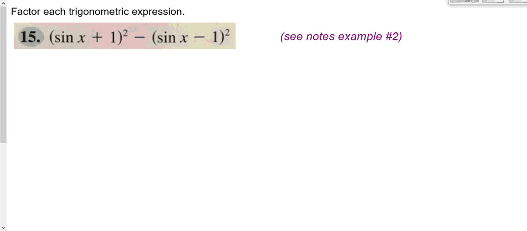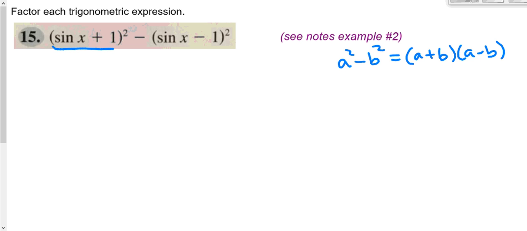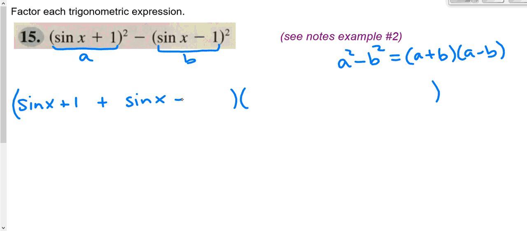Number 15, this problem is like notes example number 2. And so again, even though it looks more complicated, it's just a variation of a squared minus b squared, a difference of squares, equals a plus b times a minus b. So our a is sine of x plus 1, and our b is sine of x minus 1. So we're going to have a, sine of x plus 1, plus b, sine of x minus 1, times a, sine of x plus 1, minus b. Now put parentheses around b since you're subtracting it so that you can distribute the minus sign.